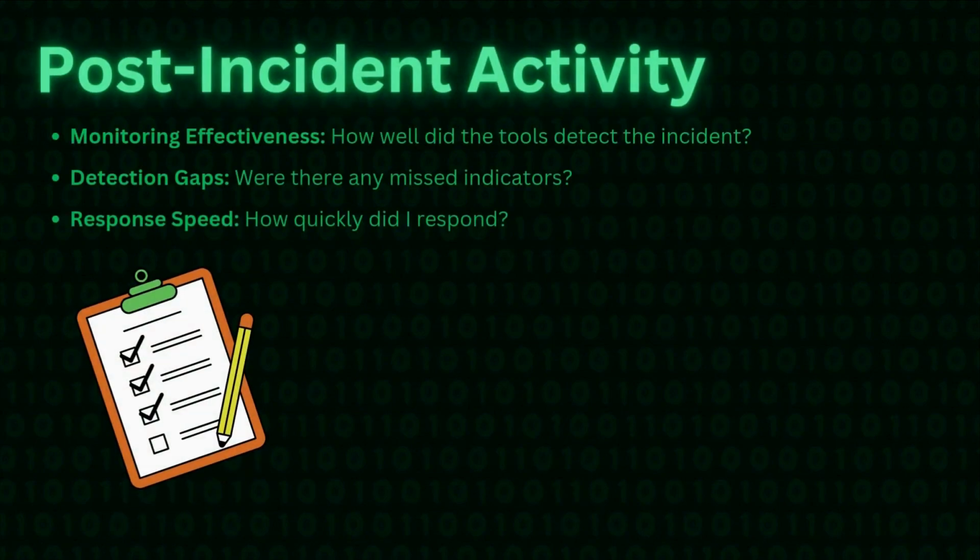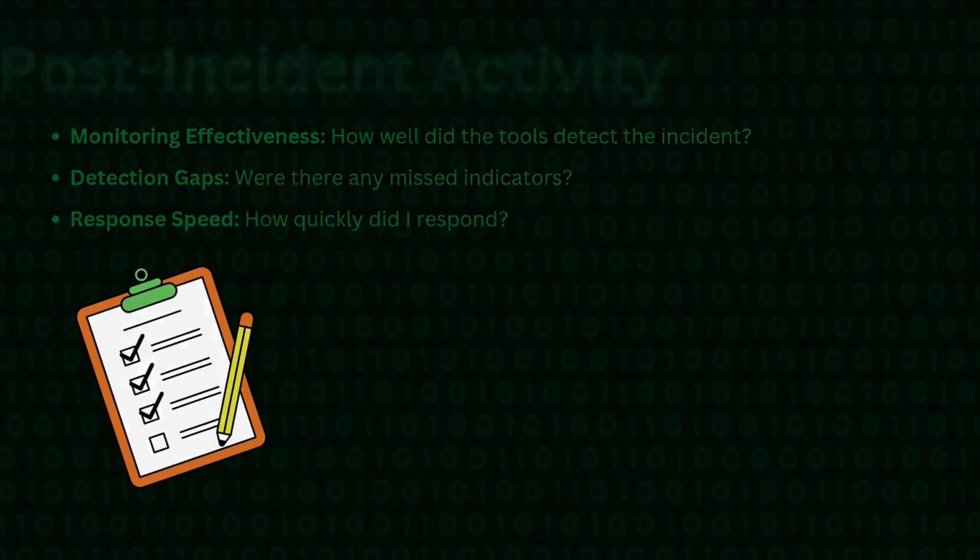And finally, we have reached the last phase of the NIST Incident Response Plan, which is post-incident activity. This phase is crucial for reflecting on the overall process and improving future responses. The first one is monitoring effectiveness. Did the IDS, EDR, or SIEM solutions effectively identify the attack? The second one is detection gaps. Were there aspects of the attack that went unnoticed or could have been detected earlier? And the last one is response speed. How quickly did I respond?